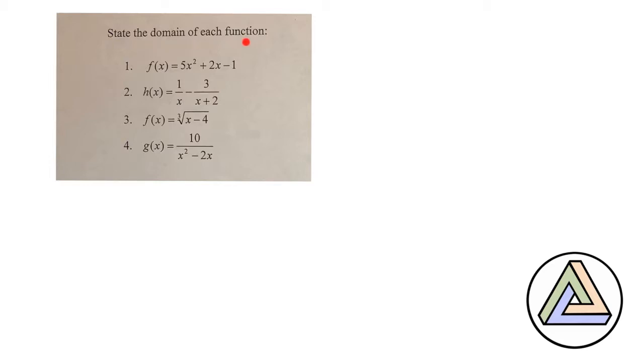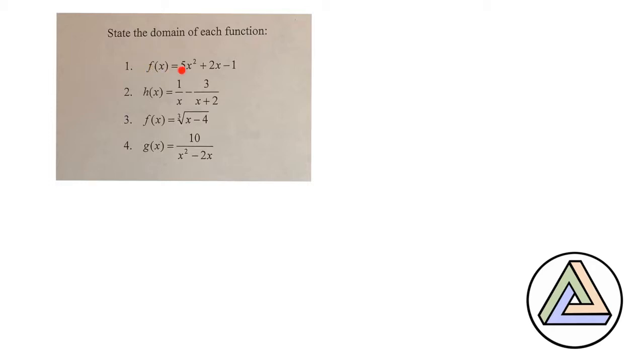State the domain of each function. So the domain is the set of all x values that would be represented on the graph. And when you're trying to figure out what the domain is, it's often helpful to assume at first that the domain could include everything, but then ask yourself, okay, well, are there any restrictions? Is there anything that x could not be given the situation?